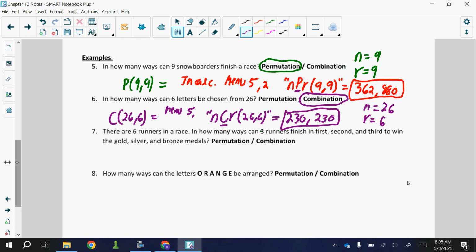Okay, and another hint. If you see the word chosen, in your situation, it's going to be a combination. Now, that's not to say that the word chosen couldn't be there and it could still be a combination. That could very well happen. But if you see the word chosen, then it's a combination.